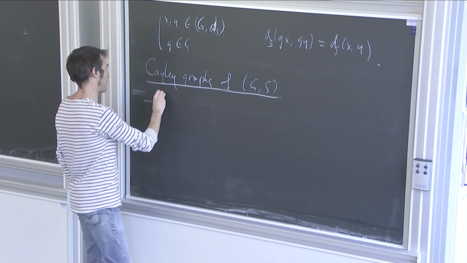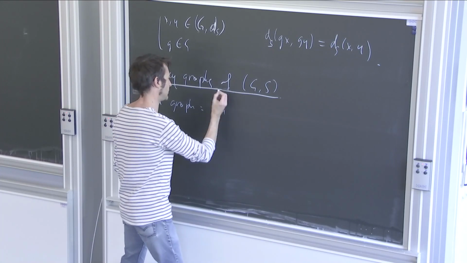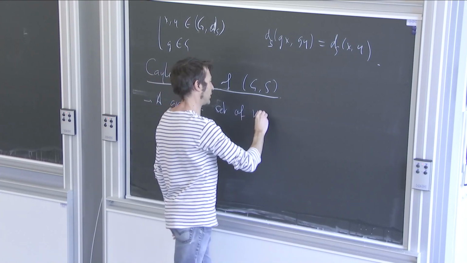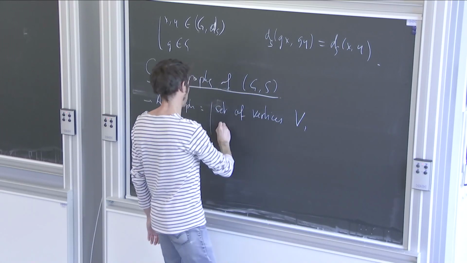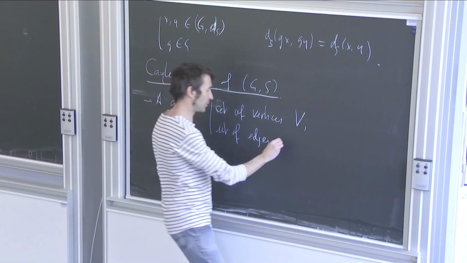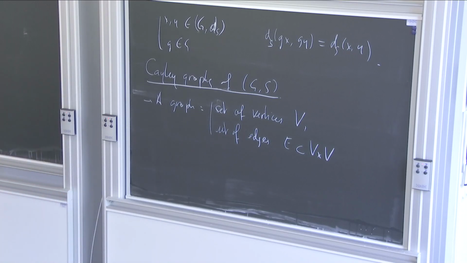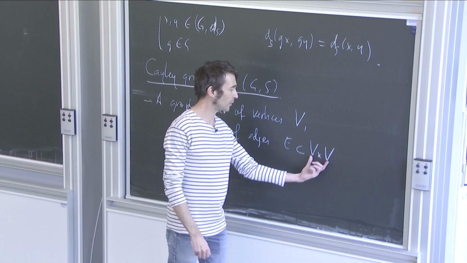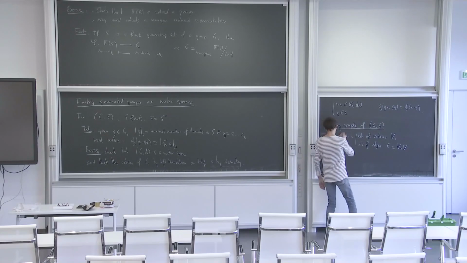So a graph is given by a set of vertices, V, and a set of edges, E. So E is a subset of V times V. In all the lectures, I think there will be no loops.